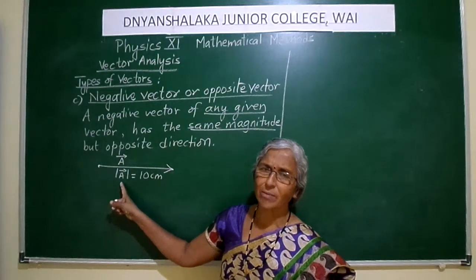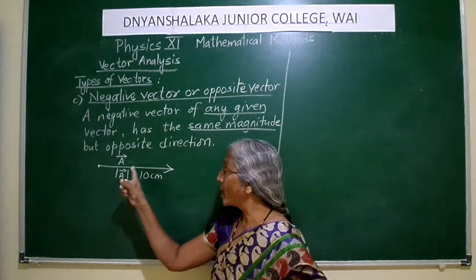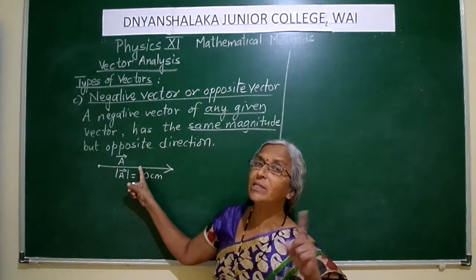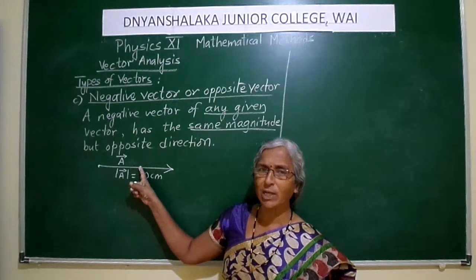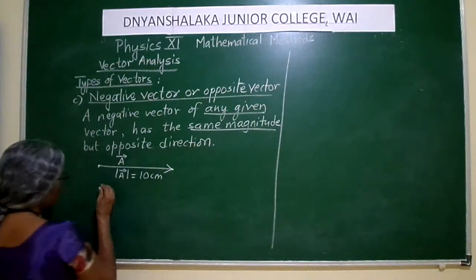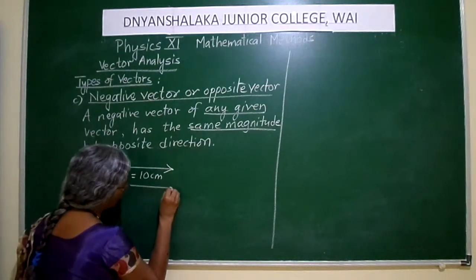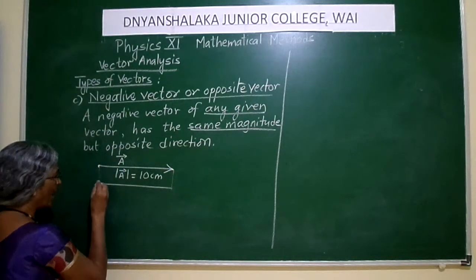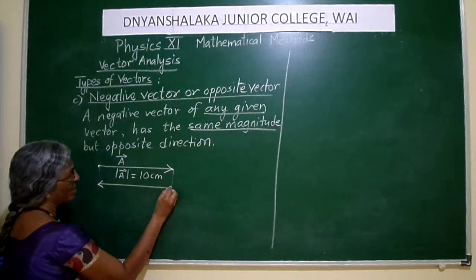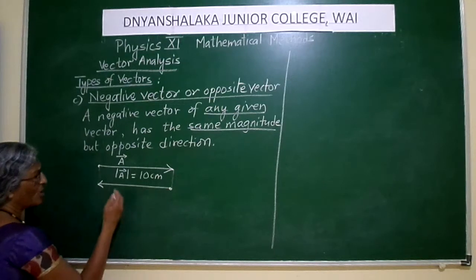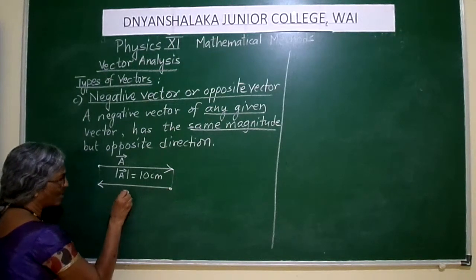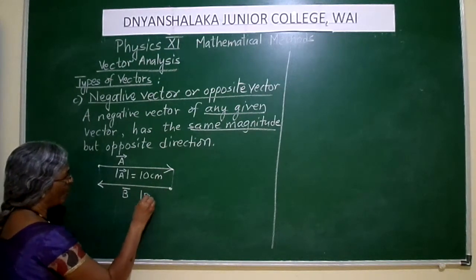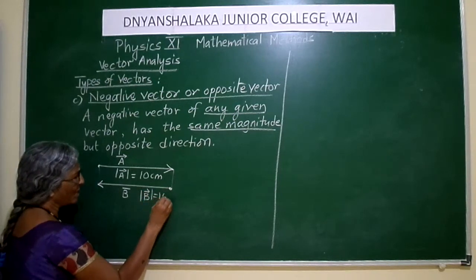and the magnitude of this vector is 10 centimeters. Then the negative of this given vector A will be a vector having the same magnitude but opposite direction. So, if I draw another vector of the same magnitude, the magnitude is going to remain the same. The magnitude of both will be the same, but how will the directions be? Exactly opposite. So now I have this as, say, vector B. Again, the magnitude of vector B is equal to 10 centimeters.